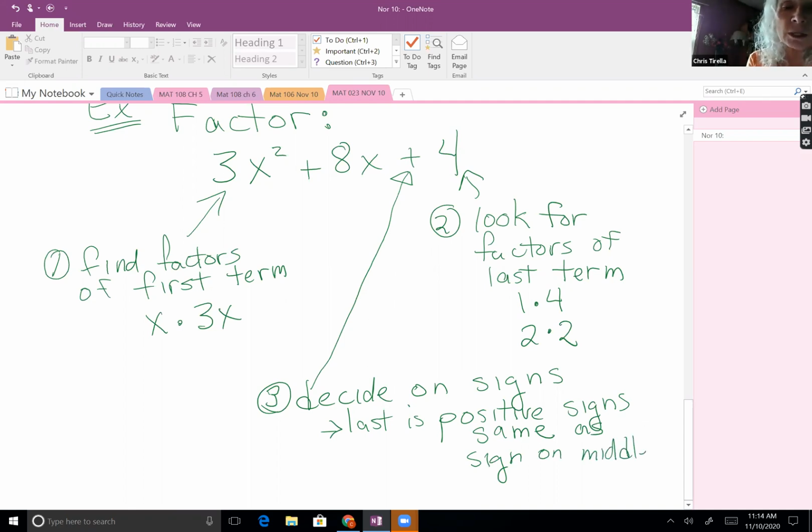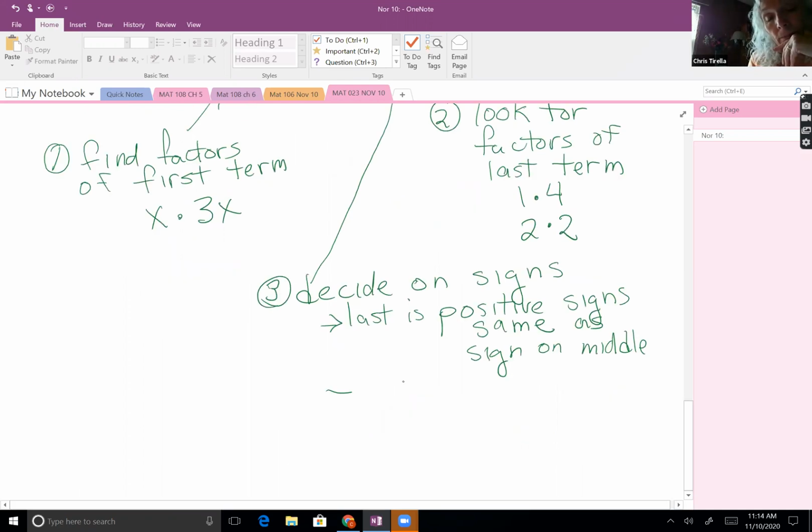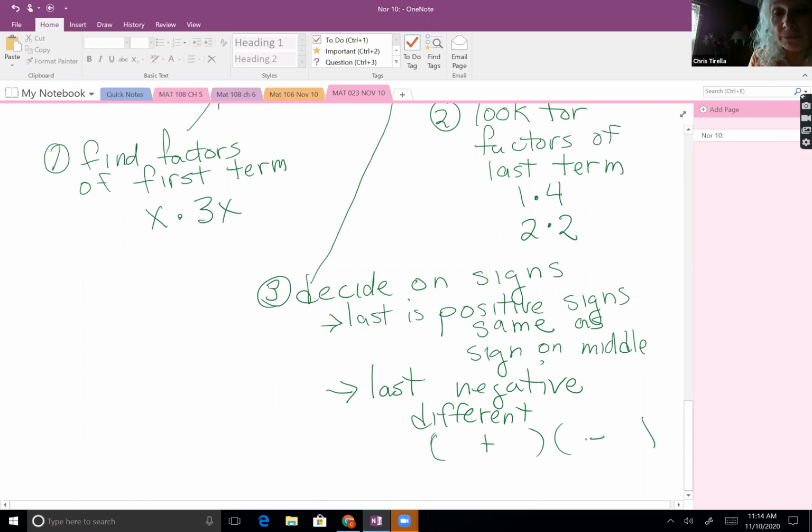If the last one is negative, they're different, meaning that when I look at my binomials, one will have a plus sign and one will have a minus sign. I just rambled on for a long time about part of what we did when we started looking at factoring last week. Does this make sense so far? Any comments, questions, concerns?